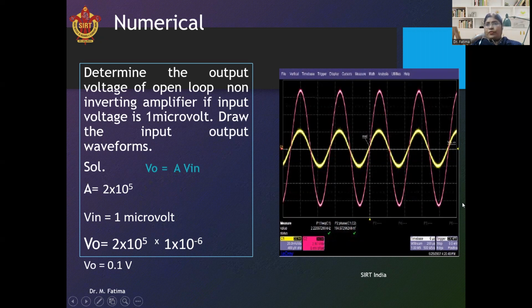Now you see the waveforms here. In this waveform, you can see the input is given. The yellow color shows the input waveform, and the dark pink color waveform shows the output waveform of the non-inverting amplifier. This input wave is given to the positive terminal of the non-inverting amplifier. It amplifies the signal and keeps the output signal in phase with the input signal.